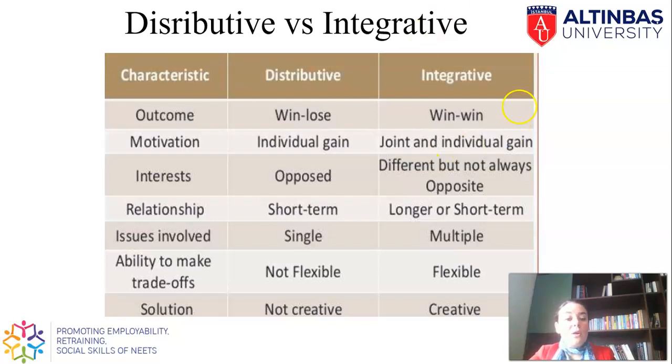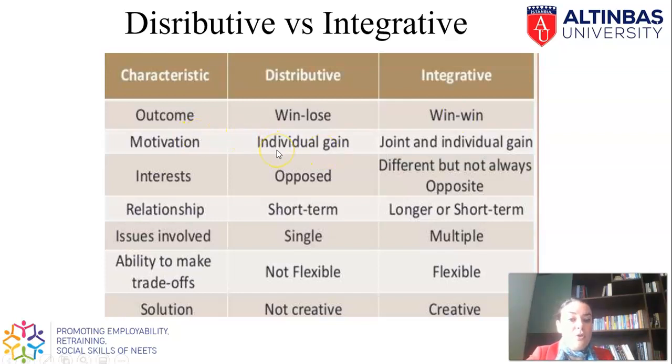When we look at, in one slide, the differences between the two negotiation schools, distributive and integrative, the first characteristic we are going to analyze is the outcome. For distributive negotiations, the outcome is seen as a win-lose situation, meaning one side is winning the negotiation and the other side is losing it. From an integrative negotiation point of view, the negotiation is seen as a win-win situation, meaning both sides are winning.